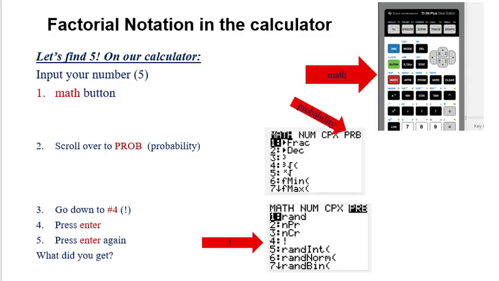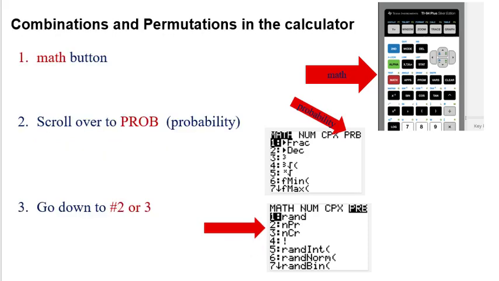Let's get back to our PowerPoint. So what I want to teach you how to do is enter combinations and permutations in your calculator. So it's on the same screen as the factorial. We will go to the math button. We will scroll over to probability. And you should see that the permutation is number 2 and the combination is number 3.